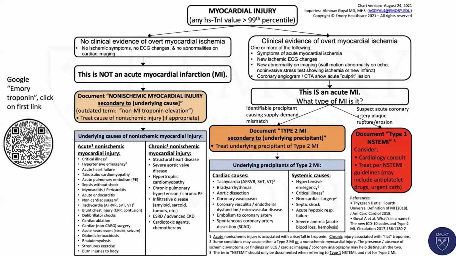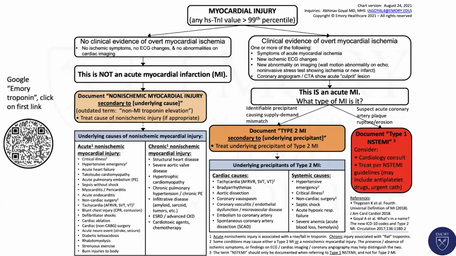I'll transition briefly to this for the fellows. You probably have seen some version of this. This is the Emory protocol for how we classify elevated troponins. You can Google Emory troponin and click on the first link and that'll pull it up. This is also a QR code that you can scan. I'll leave that up for about 30 seconds so you can do so as I talk.